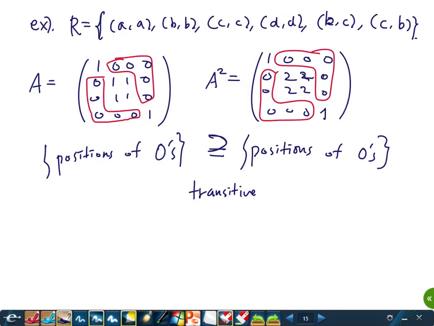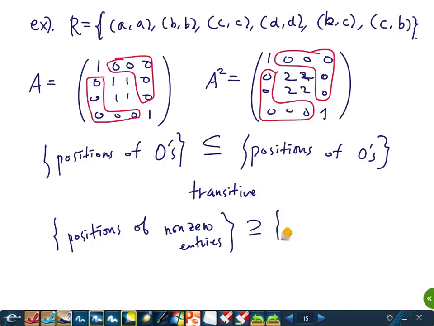Oh, yeah, I think it's the other way around. Sorry about that, because we are looking at non-zero entries. Or in other words, the positions of non-zero entries. This is exactly the condition. Okay. Are there any questions?